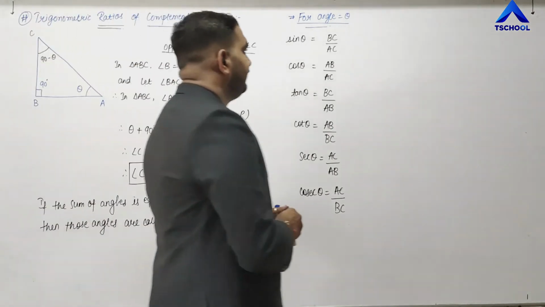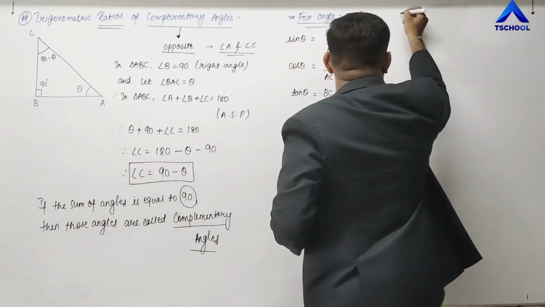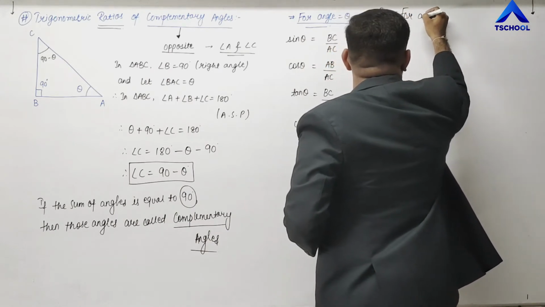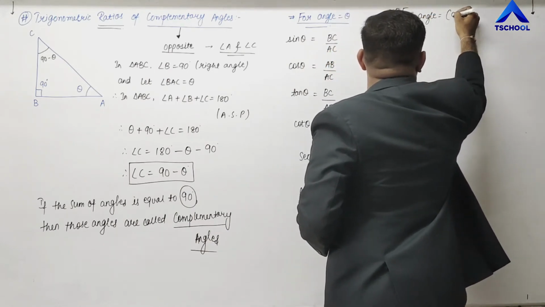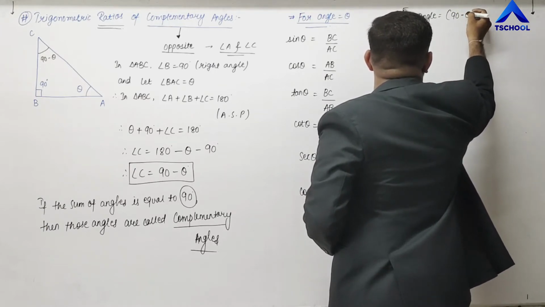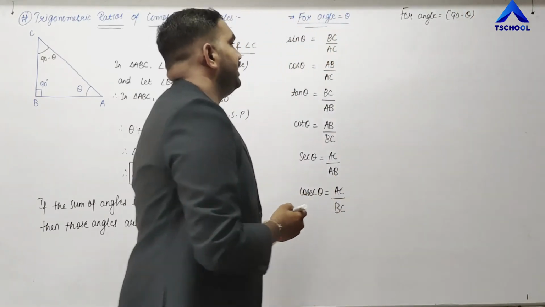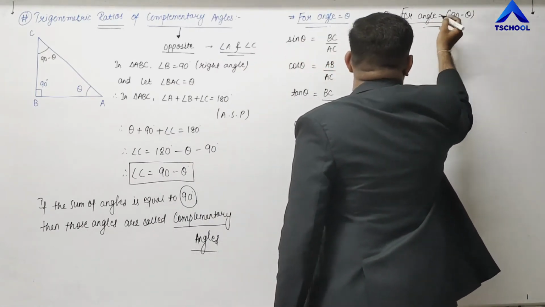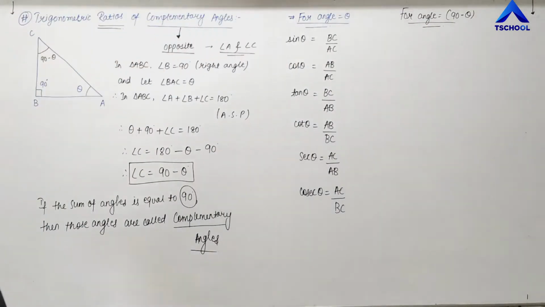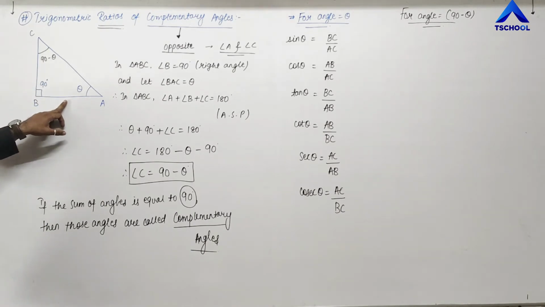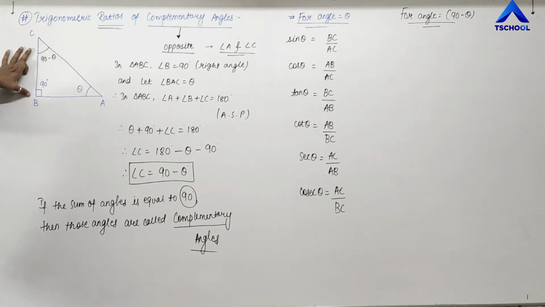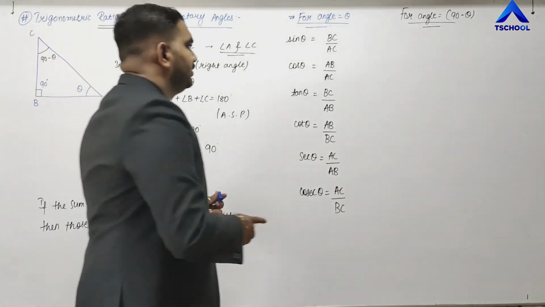Now suppose I want to write down the ratios for the second angle, that is for angle 90 minus theta. Right? If I am writing down for angle 90 minus theta, now you can see here that from this figure, the sides are going to change. Side opposite to 90 minus theta is AB, side adjacent to 90 minus theta is BC, and AC is the hypotenuse. Okay, so let us see the ratios here.